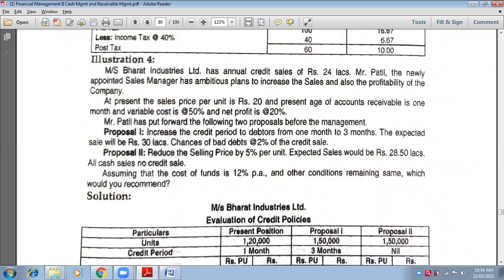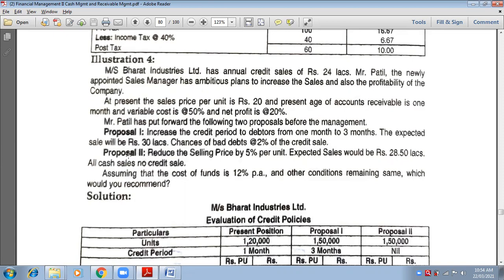Proposal 2. If not proposal 1, what about proposal 2? Reduce the selling price by 5% per unit. Per unit is 20 rupees. Reduce it, bring it down 5%. Expected sales would be rupees 28 lakhs 50,000.